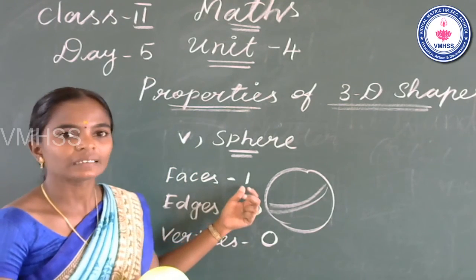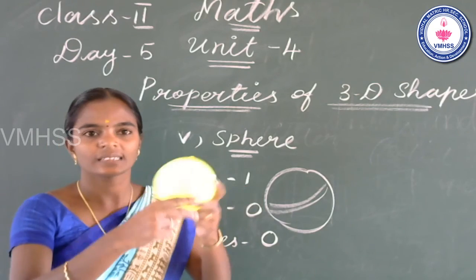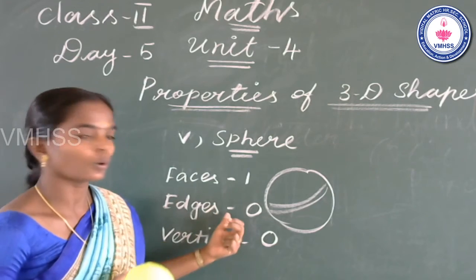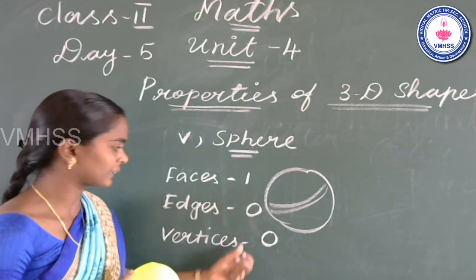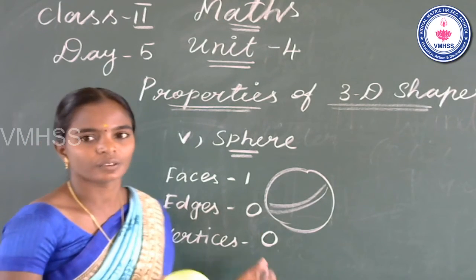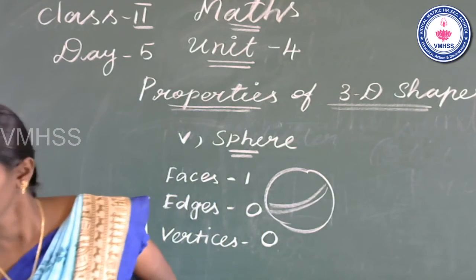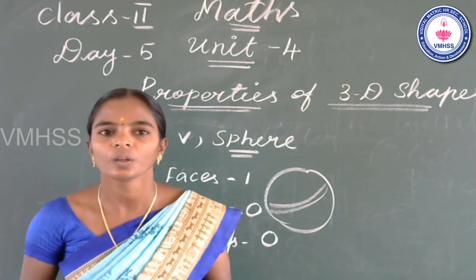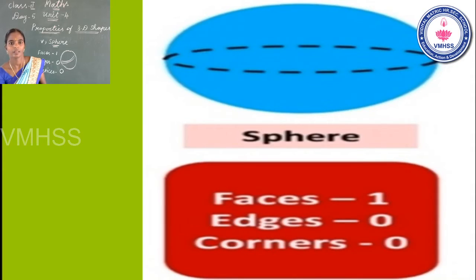Okay children, so only 1 curved face. No edges and no vertices. So 0. Vertices also 0. Okay students, see the slide. So faces 1, edges 0 and corners 0.